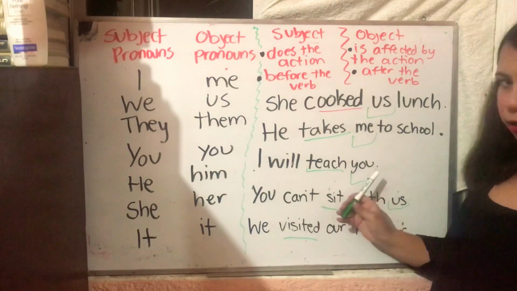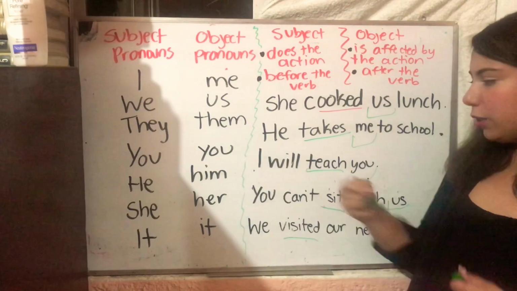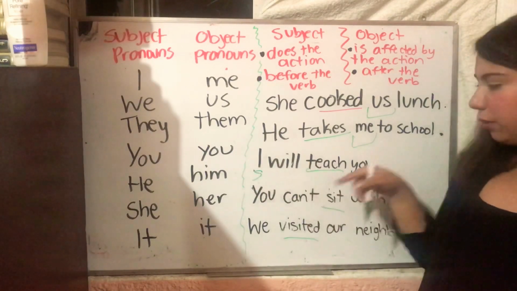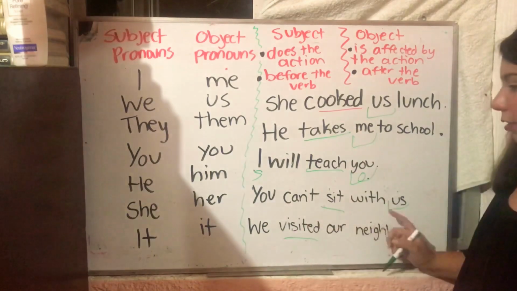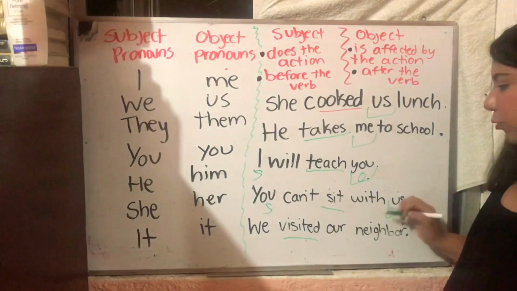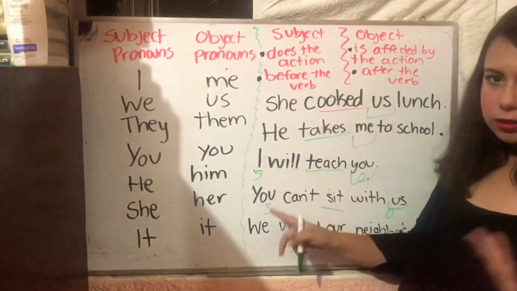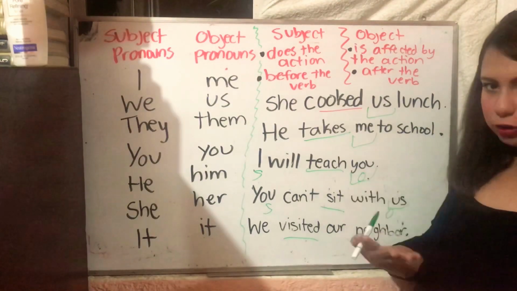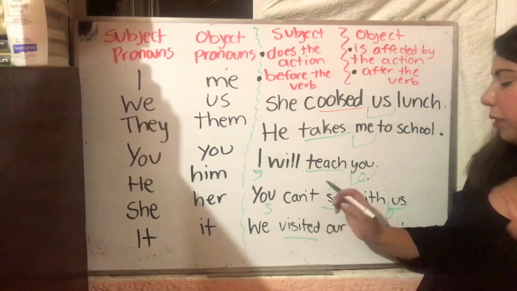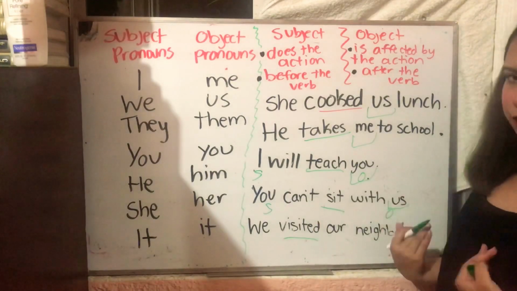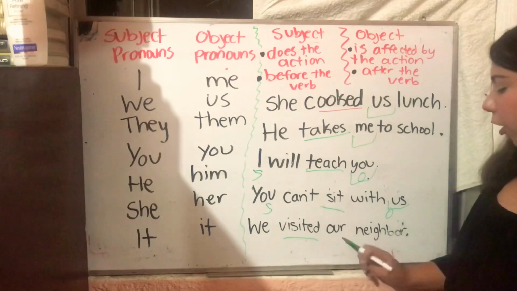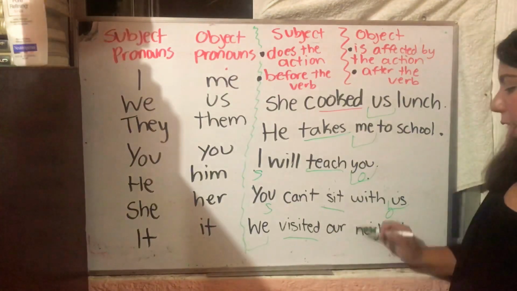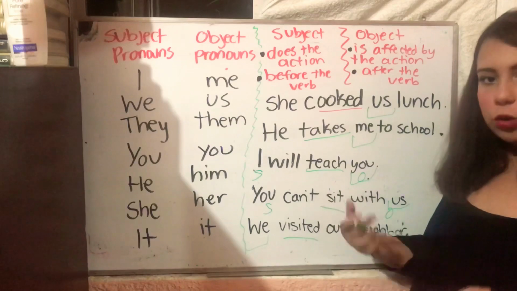So here, I will teach you. I is a subject pronoun, and you is an object pronoun, okay? This person does the action, this person is affected. You can't sit with us. Subject, object. It is before the verb, and it is the person who does the action. And us is who receives the action, or in this case, doesn't receive the action because it's negative, and it is after the verb. And here, we visited our neighbor. We is before the verb, and it is who does the action, and our neighbor is the object because it is who receives the visit.